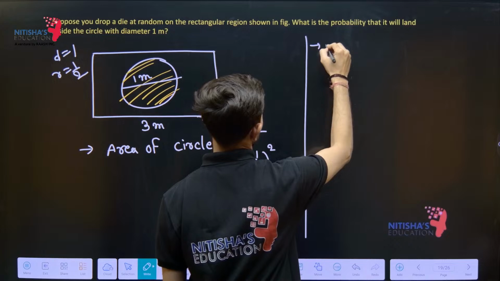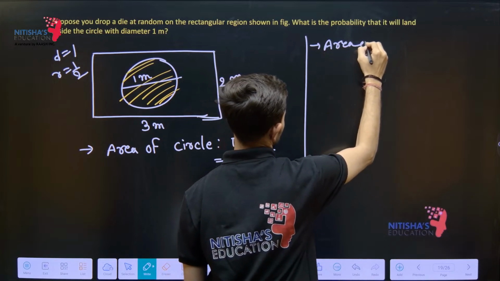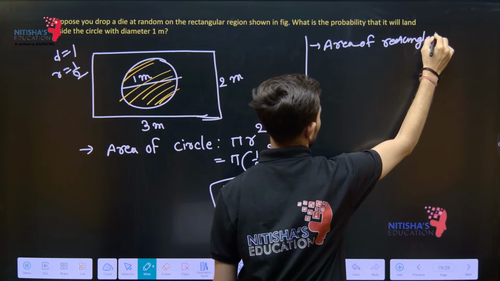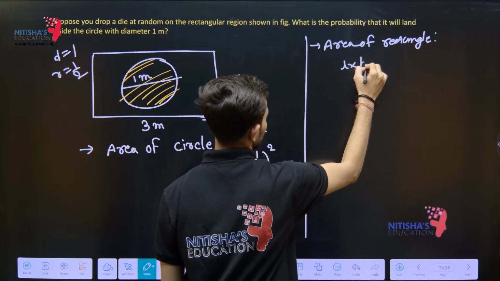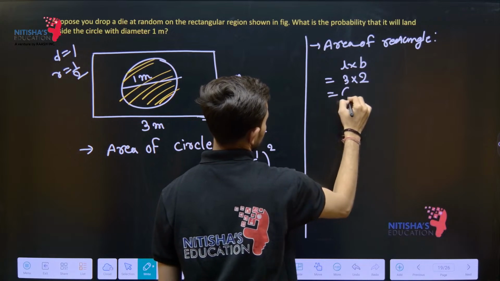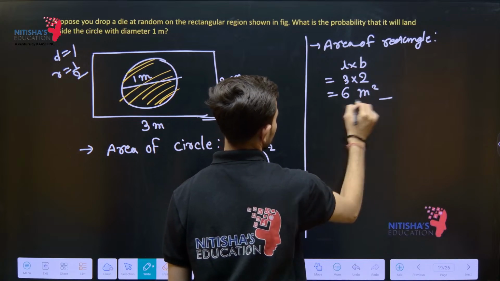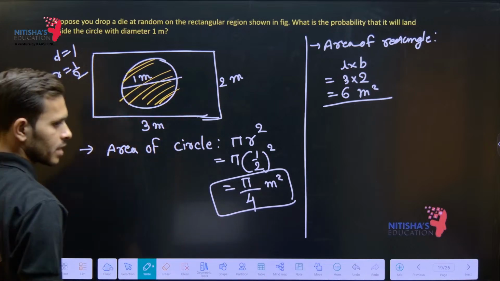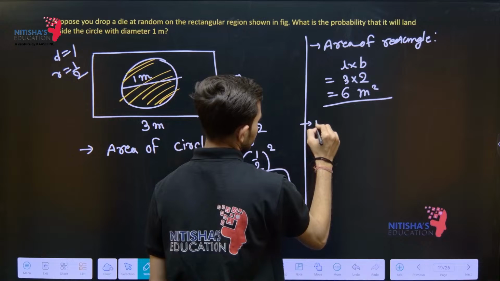अभी रेक्टेंगल का एरिया फाइंड आउट करते हैं. सो एरिया ऑफ रेक्टेंगल इट इज गिवन बाय L इंटू B. लेंथ है हमारे पास 3, ब्रेड्थ है 2, 6 मीटर स्क्वायर. So now we have the value of area of circle and area of rectangle. So what is the probability?